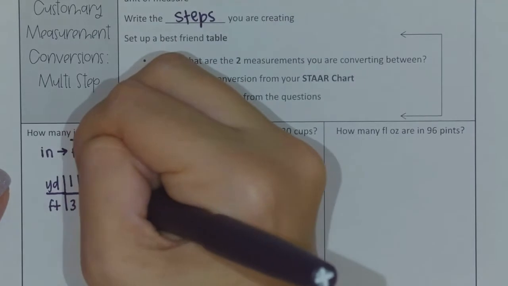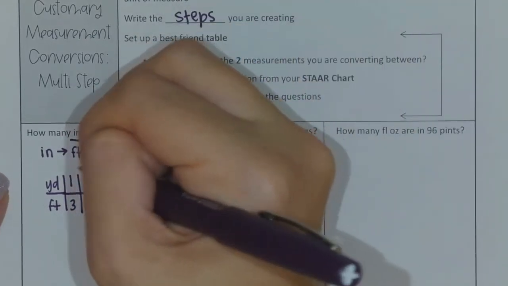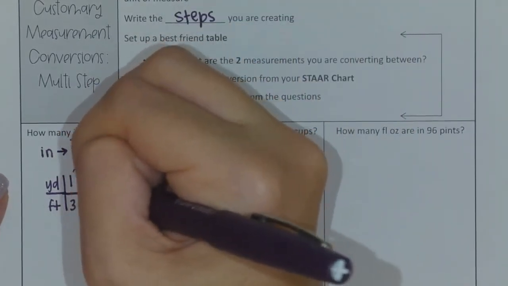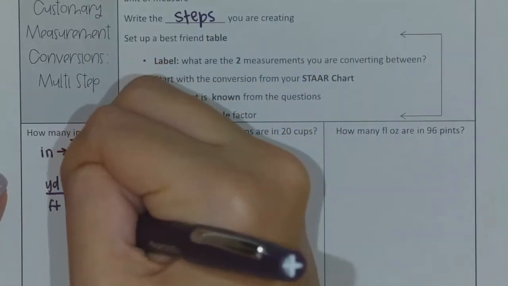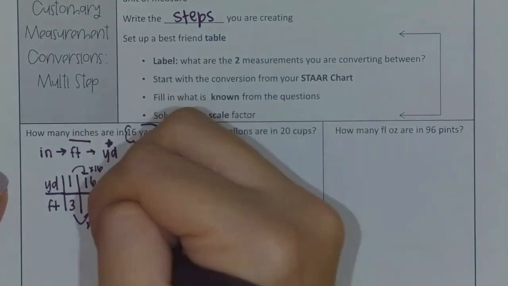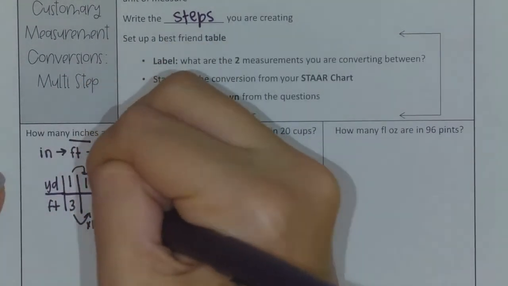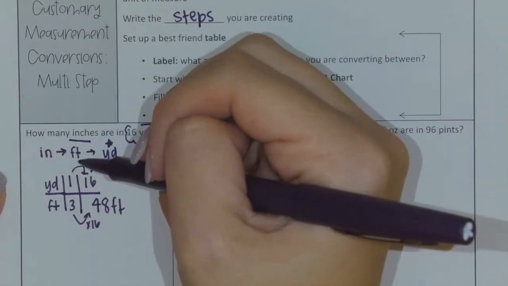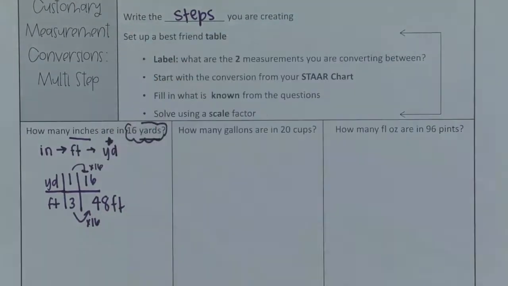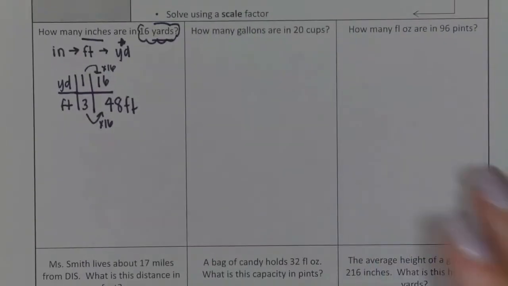And in this problem, I have 16 yards. So my scale factor here to go from 1 to 16 would be times 16. What I do to the top, I have to do to the bottom. So 16 times 3 would give me 48 feet. So now I'm at this step right here. And now I have to convert these 48 feet into inches to get my final answer.